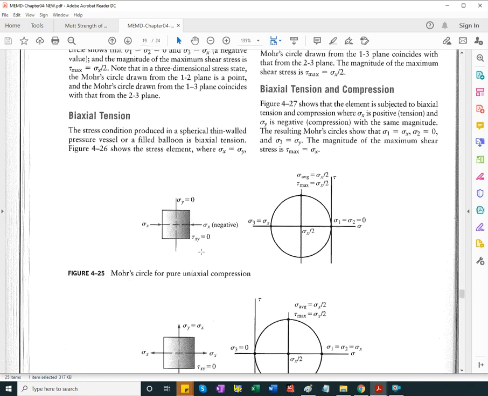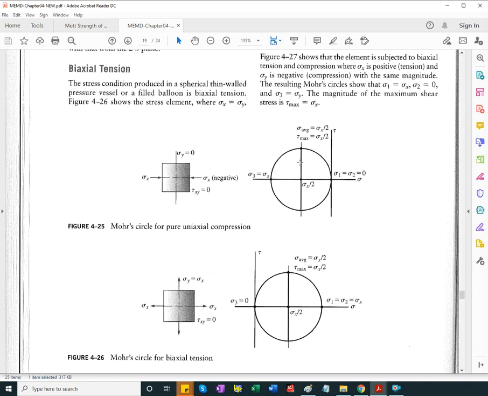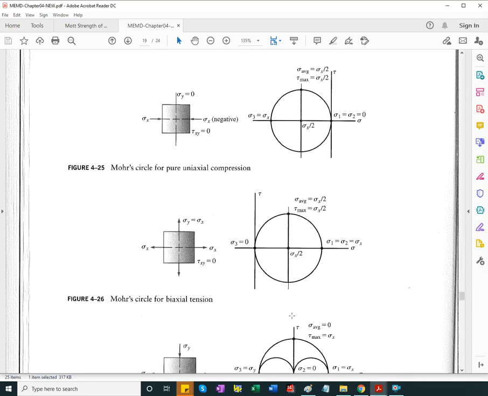For compression, the image is mirrored. We have a negative sigma x, sigma y is 0, sigma z is 0. The circle looks like this one. The maximum shear stress would be the average of the principal stresses, sigma x divided by 2, essentially.